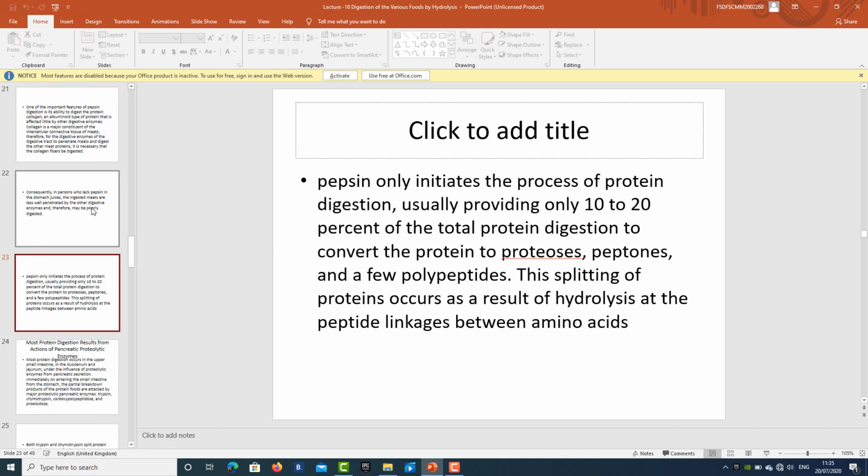poorly digested. Pepsin only initiates the process of protein digestion, usually providing 10 to 20% of the total protein digestion, with proteins converted to proteoses, peptones, and a few polypeptides, and the splitting is actually the result of hydrolysis.